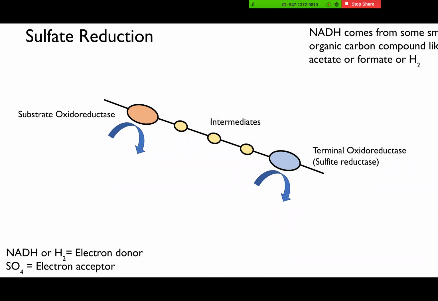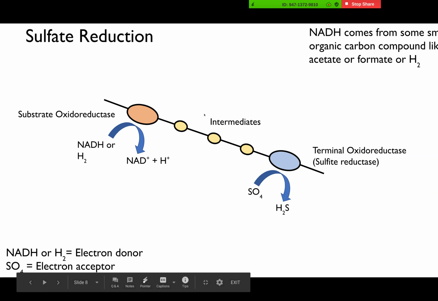The other pathway we talked about is sulfate reduction, where we have some sort of substrate oxidoreductase, where it's transferring an electron from either NADH or hydrogen gas to this oxidoreductase, passing that electron down till we get to a terminal oxidoreductase, which in this case is called sulfite reductase. And we use that to reduce sulfate, SO4, to hydrogen sulfide, H2S. And just as a note, H2S is the smell of rotting eggs. So if you go out on a low tide in Boston Harbor, you'll smell this metabolism happening all the time because of the presence of hydrogen sulfide.